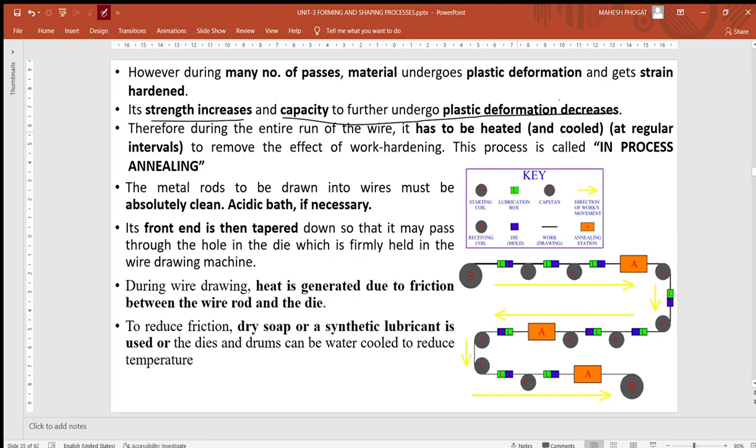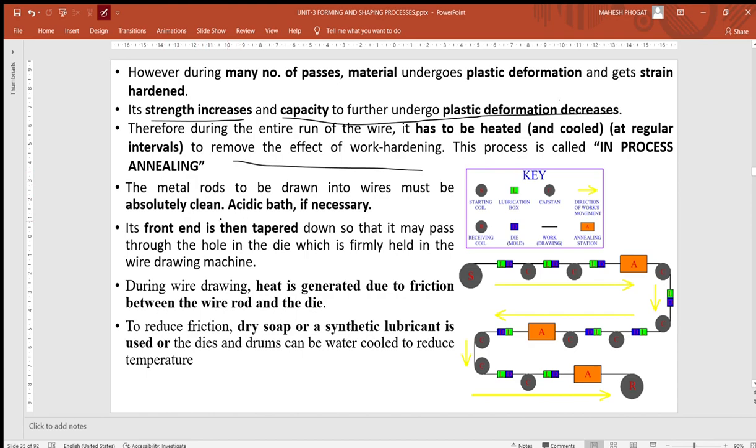Similarly, here as cold working is taking place, the strain hardening effect will keep increasing because the wire has to pass through various dies. Strain hardening should not go beyond a certain limit. That's the reason why you need to remove the effect of work hardening, and this process is called in-process annealing.